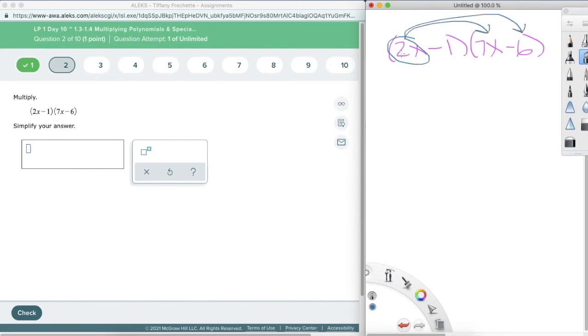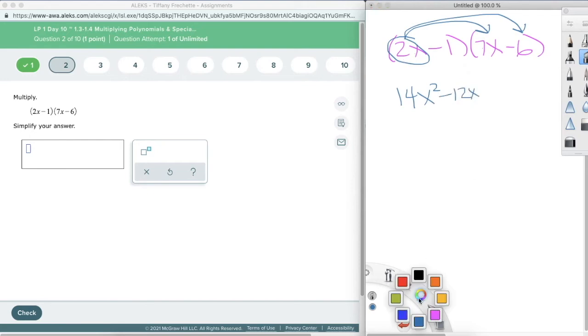So 2x times 7x. Remember, multiply coefficients first. So 2 times 7, we get 14. X times x, we get x squared. And then 2x times negative 6. Well, that's 2 times negative 6, so I get negative 12. And then I need to make sure I put the x on there.